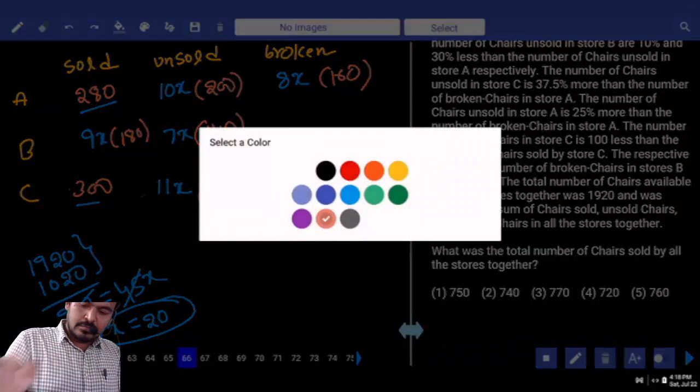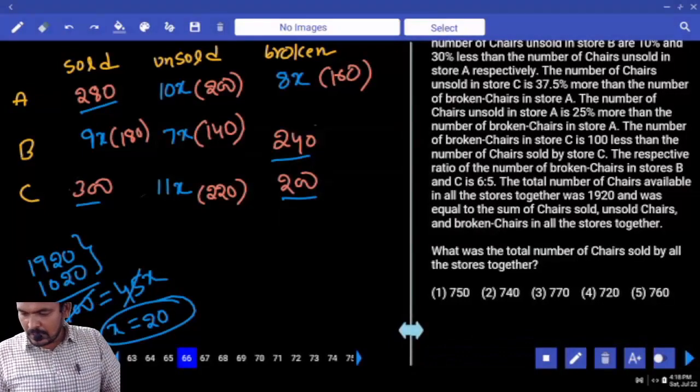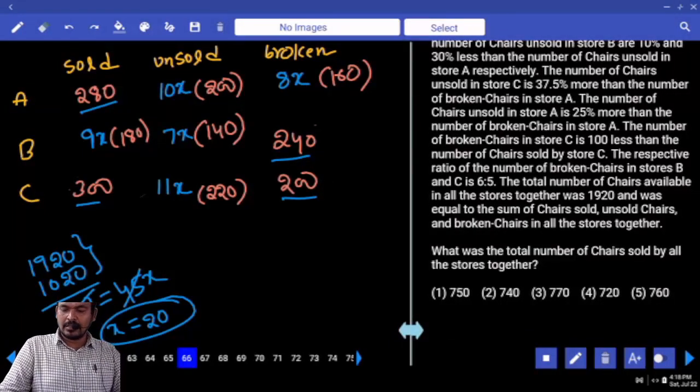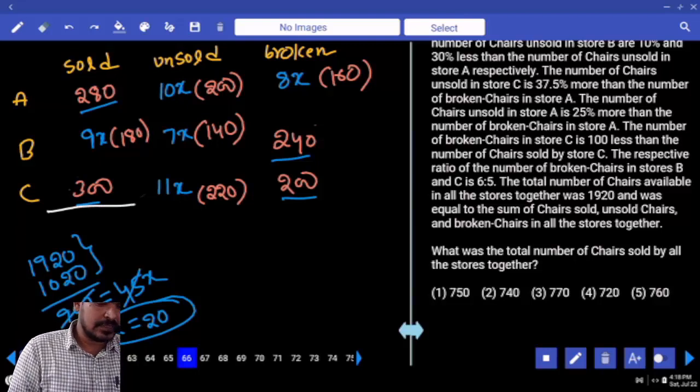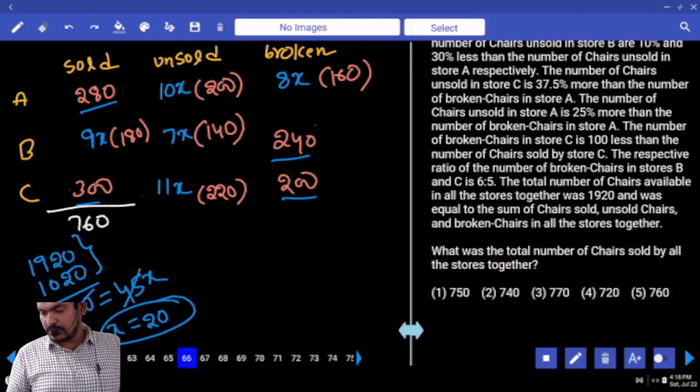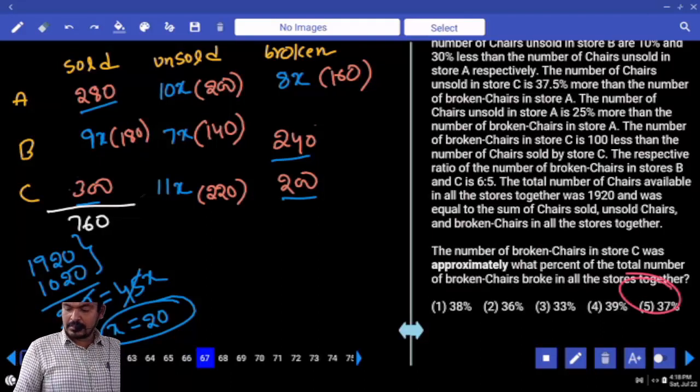What is the first question? What is the total number of chairs sold by all the stores together? Chairs sold by all the stores together. Only chairs sold: 300 plus 280, 580 plus 180, 760. Which option? Fifth option.